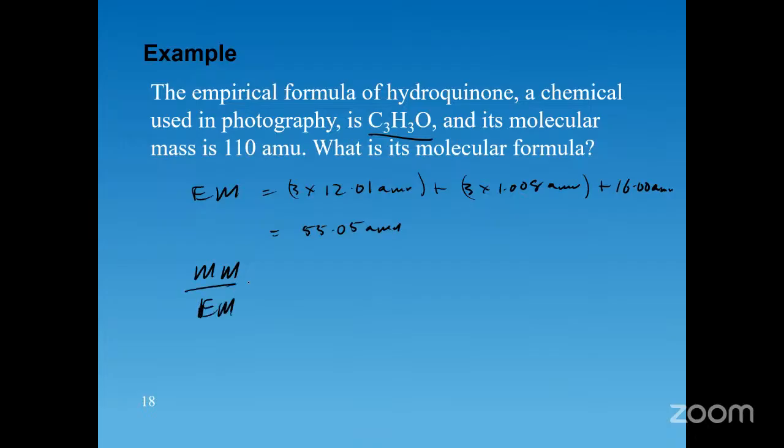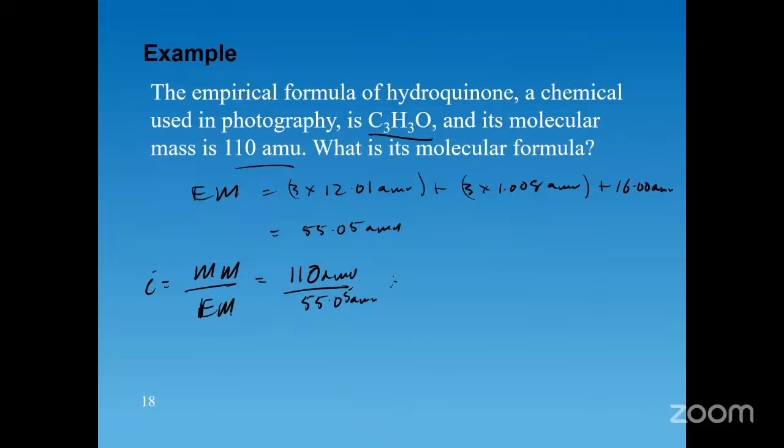If I divide the molar mass, or molecular mass, by the empirical mass, that would give you a ratio which should be an integer. In some textbooks, they call it the integral factor, right? Symbolized by the letter I. So I'm going to take the molar mass, which is 110 AMU, and divide it by the empirical mass, which is 55.05 AMU.